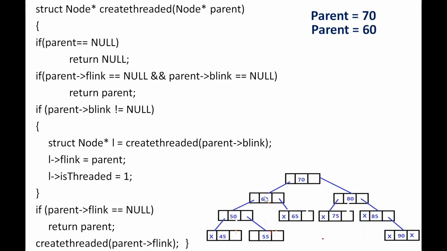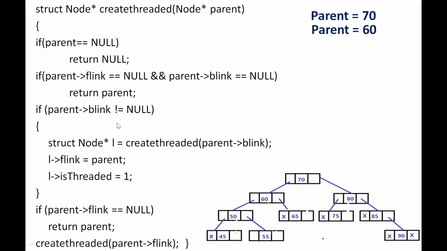So now the current parent becomes 60. The current recursive call is made to 60, and it commences the execution with respect to parent 60. It checks whether it is null. It is not null. It checks whether both b link and f link are null for node 60. That's also not true.